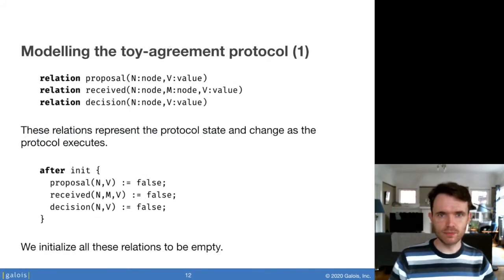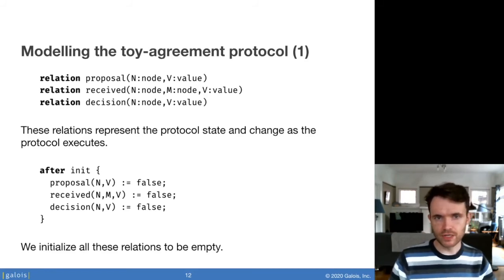Here's the rest of the Ivy model of the toy agreement protocol. First, we represent the state of the protocol as relations that can be modified as the protocol executes. Here, the proposed relation represents a node choosing the value to propose, and the receive relation represents that a node has received a proposed value.